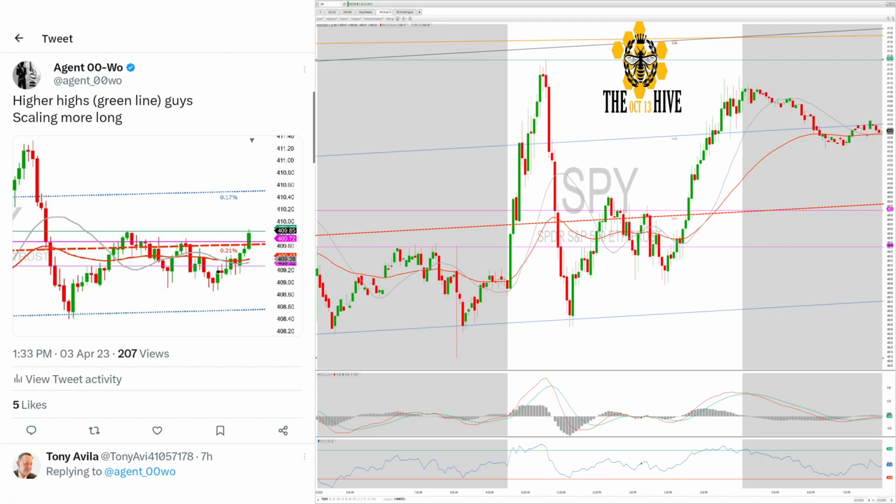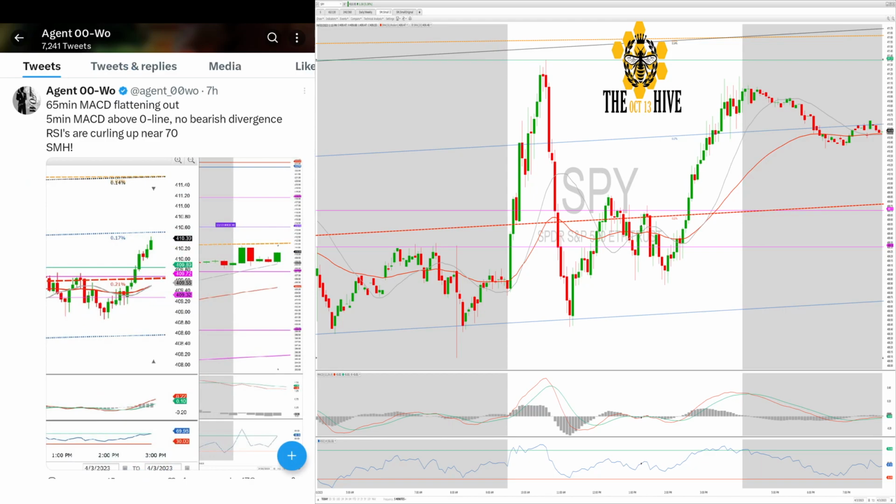No questions about it. Because when you look at the evidence, it's been consolidating under this red channel, and now it's the push. It's the breakout. It's the breakout phase. Okay. 65-minute flattening out right there. 5-minute MACD back above the zero line. No bearish divergence. RSIs for both 5-minute and 65 minutes are curling up near 70.